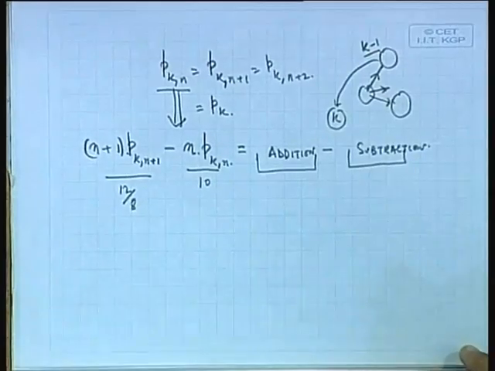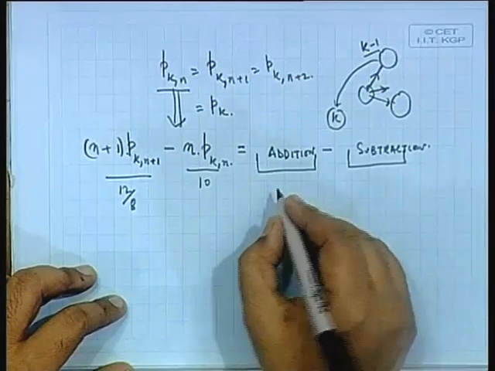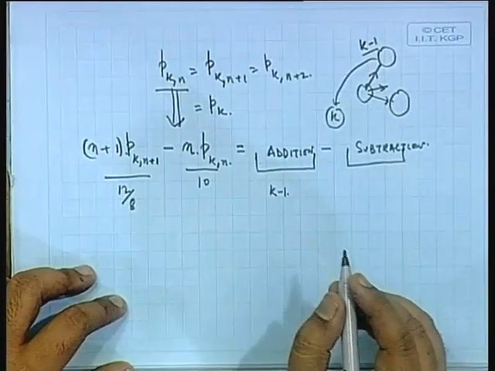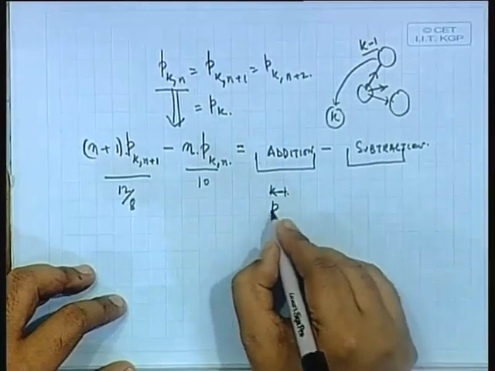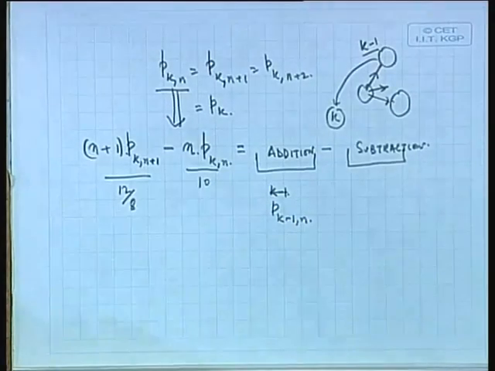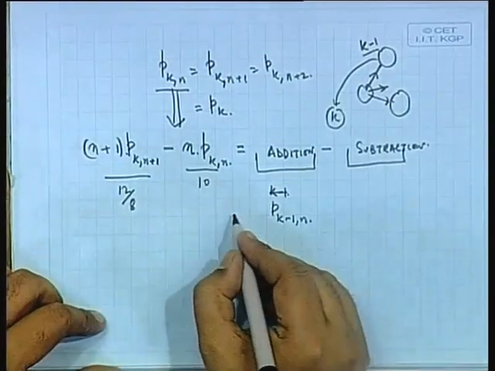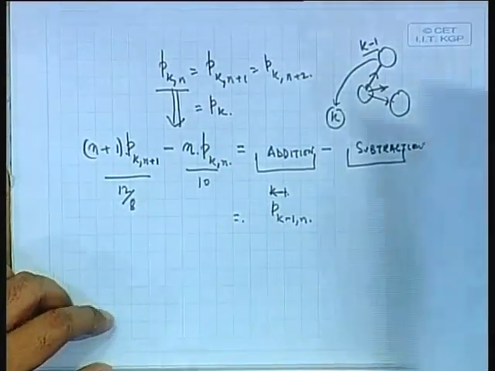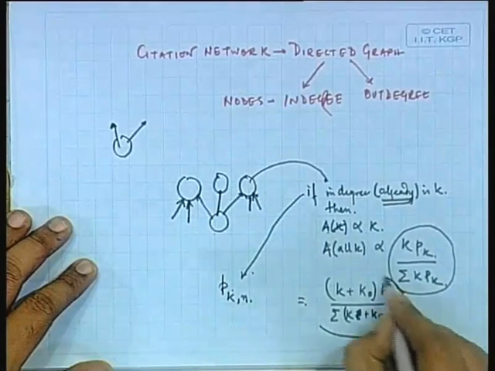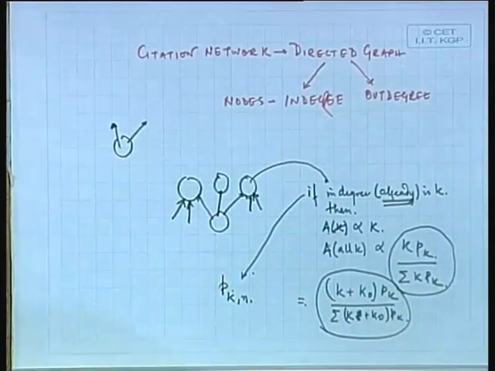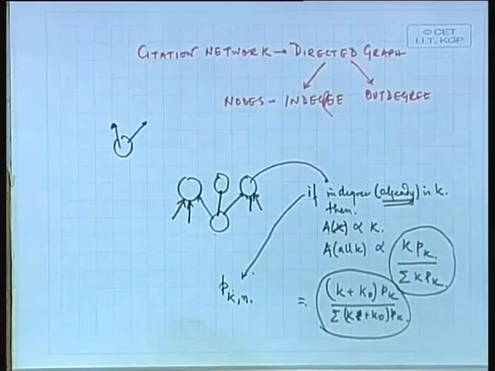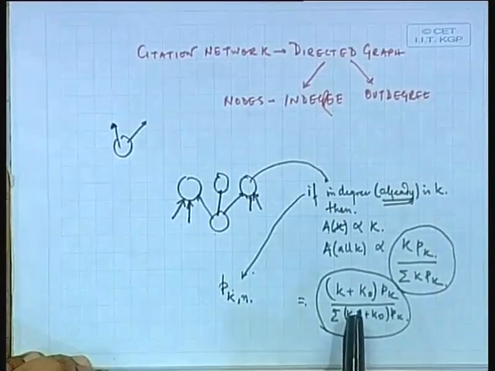So, how much is added? Let us think: if there was a k minus 1 degree node, that was p k minus 1 comma n. According to this formula, how many k minus 1 degree nodes will get edges? This number?